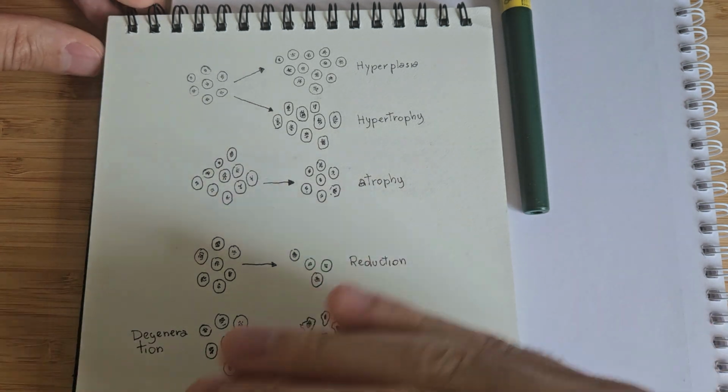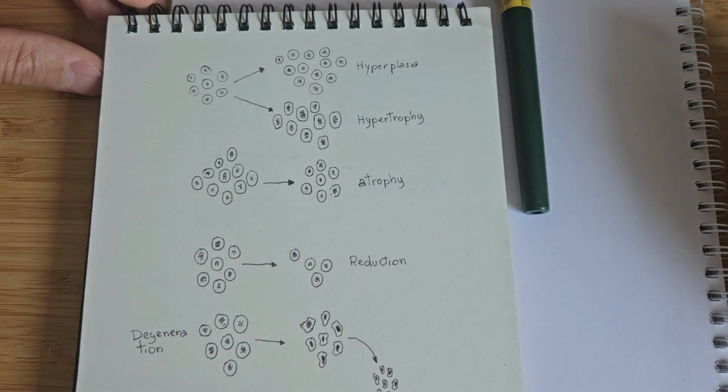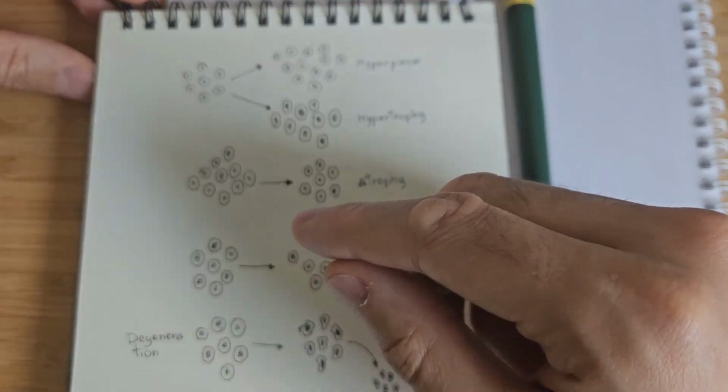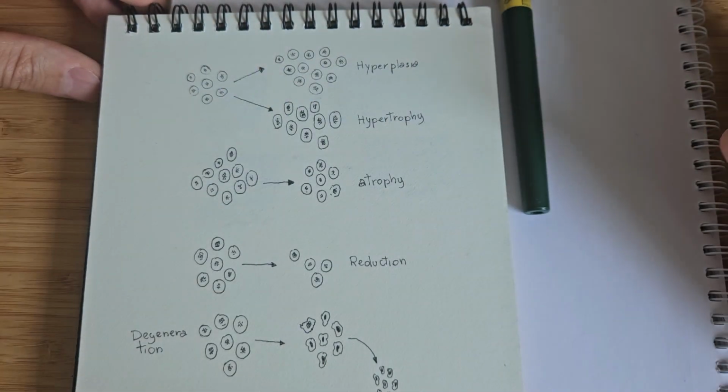follows a rhythmic pattern, especially in the endometrium, which is the lining of the uterus.